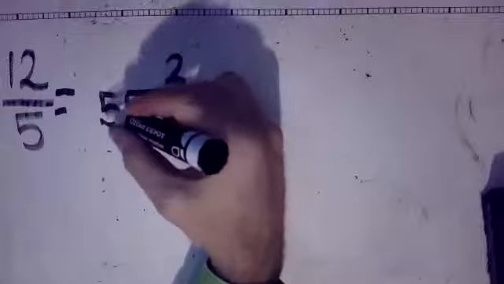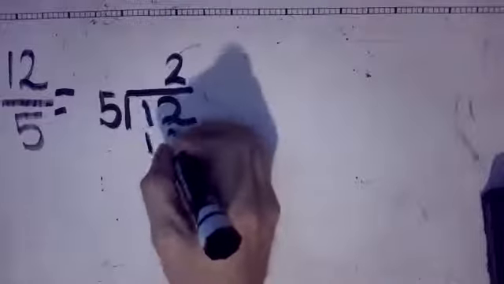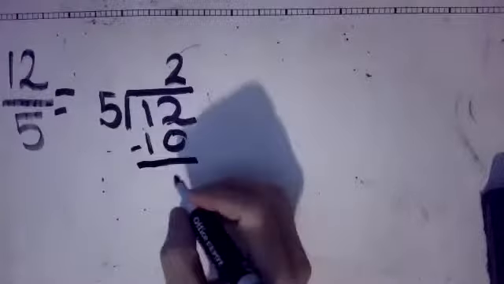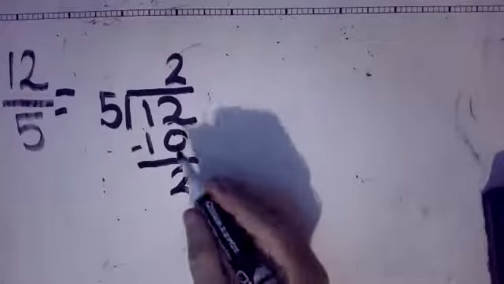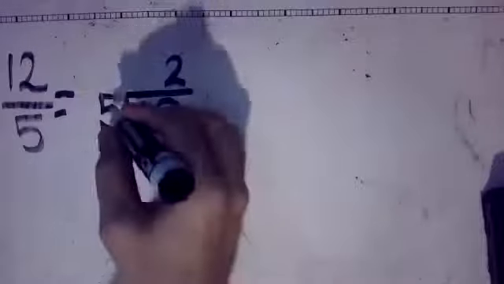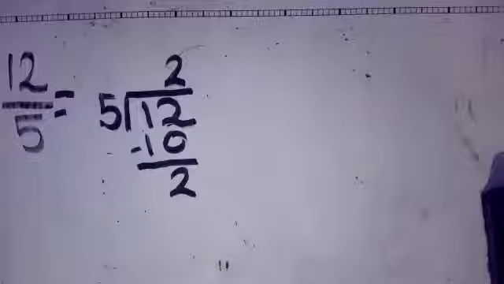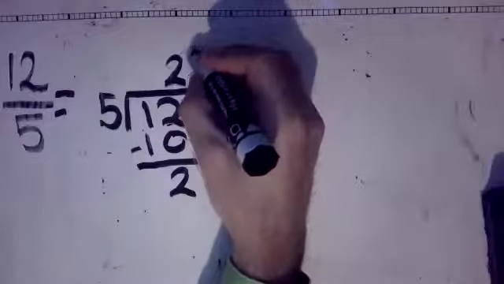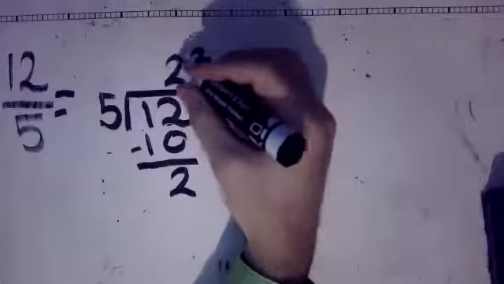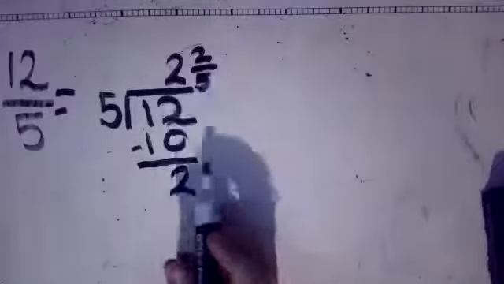I'm going to say 2 times 5 is 10. 12 minus 10 is 2. And I'm going to check, can I fit my 5 into 2? I can't. And here's the thing. We have a remaining 2 left over. And those remaining 2 are 2 out of the 5 we're looking for. 2 out of 5 is a fraction. 2 out of 5. Or 2 and 2/5. Our remainder becomes the numerator.